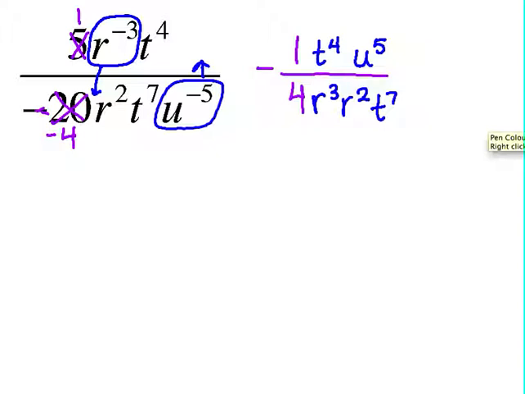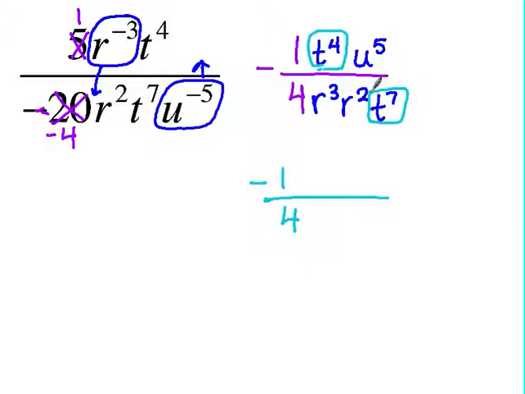Now we're going to combine things if we can. First of all, I'm going to leave the negative 1/4 alone. Notice here on the top I have a t to the fourth, right? And on the bottom I have a t to the seventh. I want you to visualize in your head. T to the fourth means I have how many t's on the top? 4. How many t's on the bottom? 7. So I'm going to have some cancel, right?